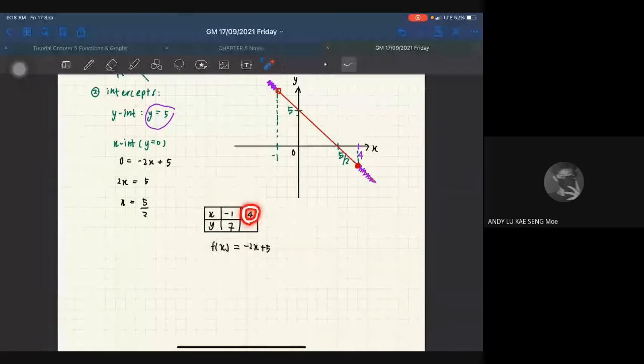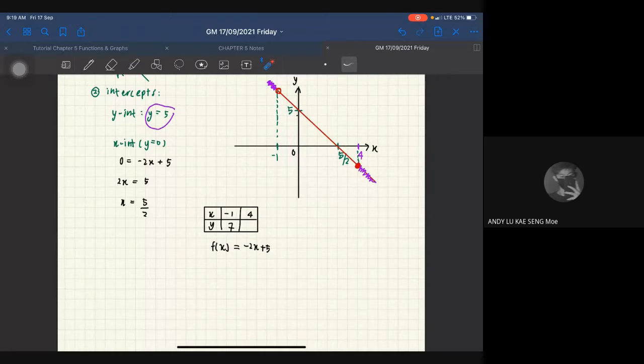So you have 4, substitute into this one. So -2 times 4 is 8. Sorry, -8, and then -8 plus 5 is 3. So this one over here is 3.